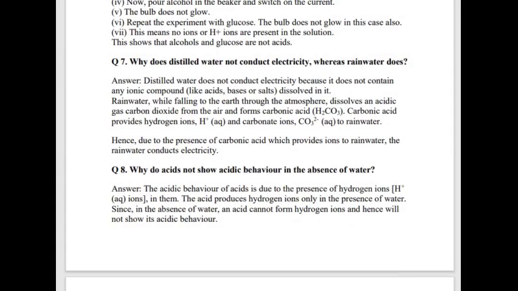Now coming to the next question, which is why does distilled water not conduct electricity whereas rainwater does?